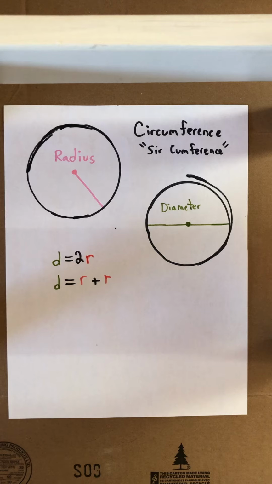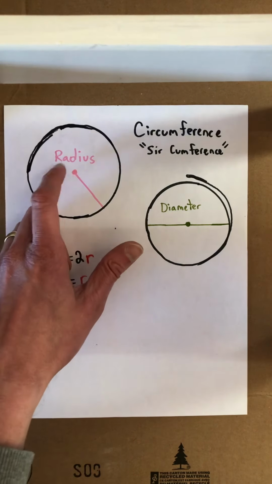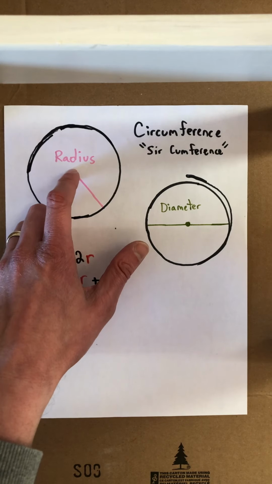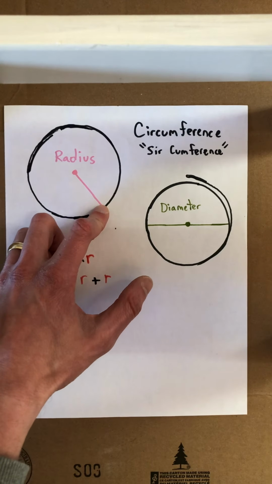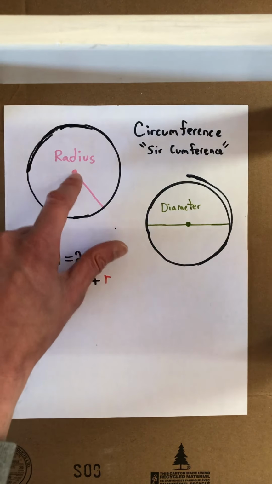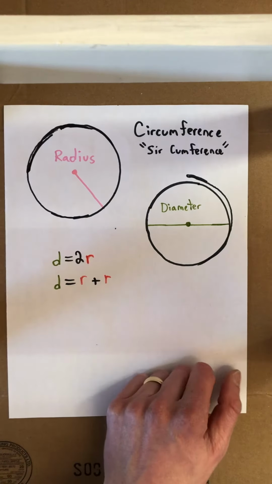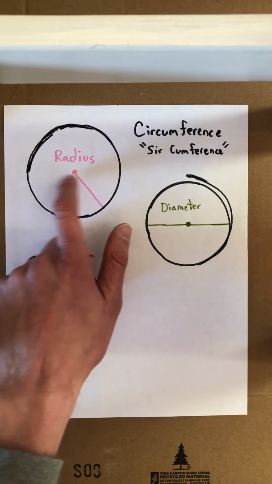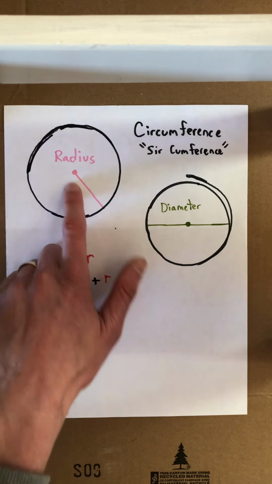There's two other words that we need to learn as well. One is radius. Radius is the length from the middle of the circle to a straight line going to anywhere on the outside. So radius could be from here to here, or from here to here, or from here to here. It's always the same length because it's from the middle of the circle to the outside. So that's called a radius.